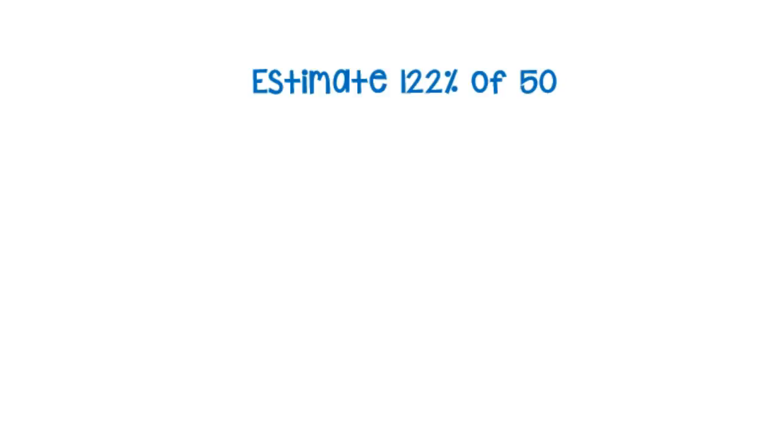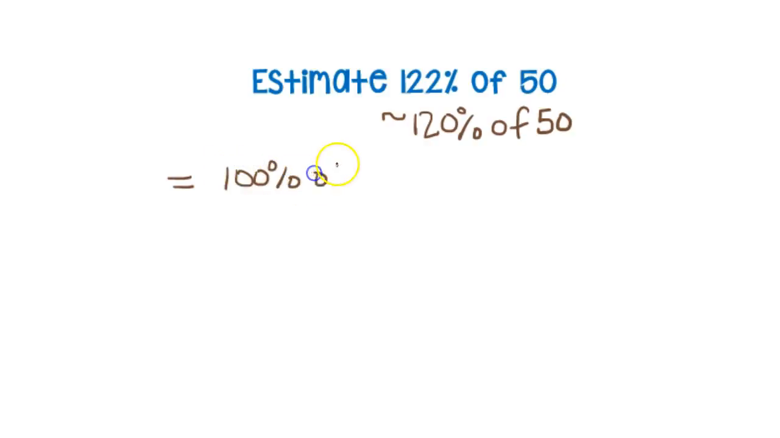Now, if we want to estimate 122% of 50, we know here 122%, this is approximately 120% here. So we want to find 120% of 50. Now we know that 120% is equal to 100% of 50 plus, we're going to say approximately 20% of 50.